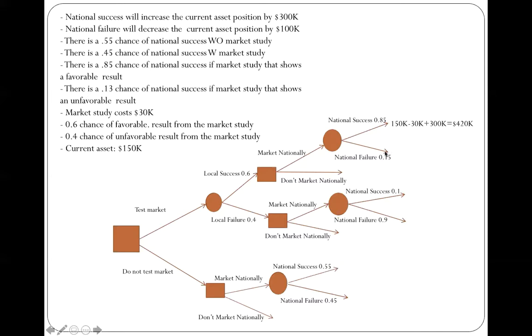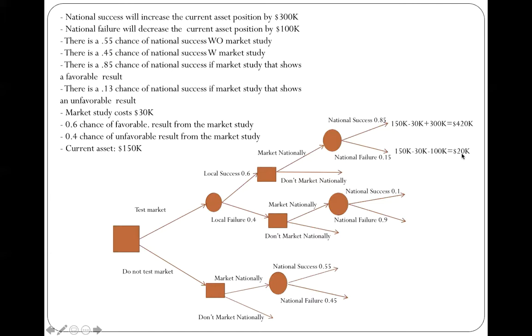How about this other terminal fork? In this scenario, they test the market locally, they observe local success, then they decide to go ahead and market nationally, and they observe a national failure. Again, they start with 150K. Since they test the market, they deduct 30K for the cost of the test. But as we know, if they observe national failure, the value of their asset is going to reduce by 100K. So they start with 150K, minus 30K for the cost of the local test, minus 100K because of the national failure, and the value of their asset is going to go to 20K.